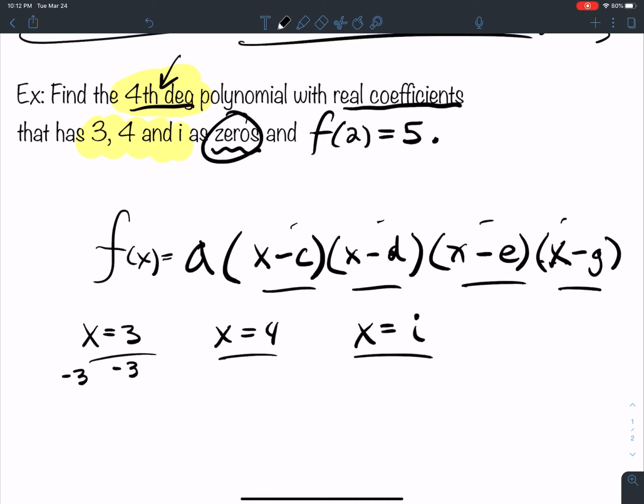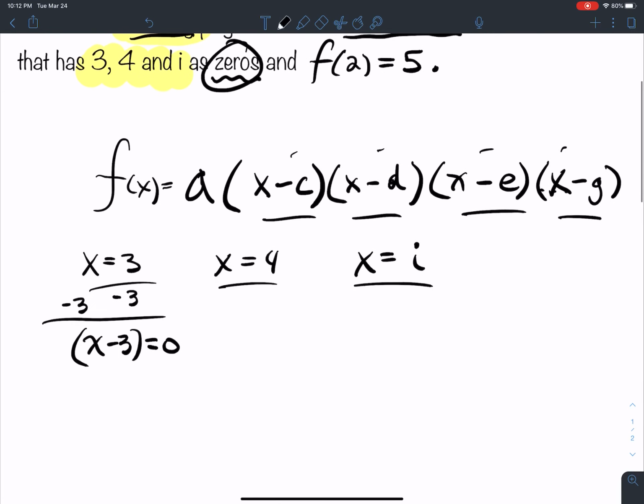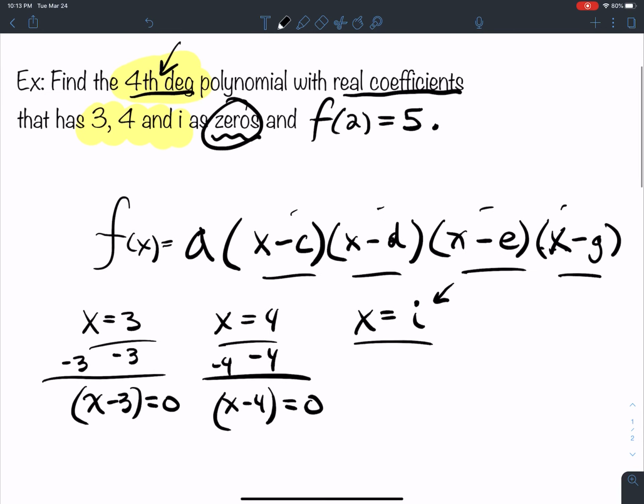Subtract 3 on both sides here to get x minus 3 equal to 0. That's one of my factors. This next one, minus 4 on both sides, and I get x minus 4 equal to 0. This one, i, is an imaginary number. If you remember, i is equal to the square root of negative 1.